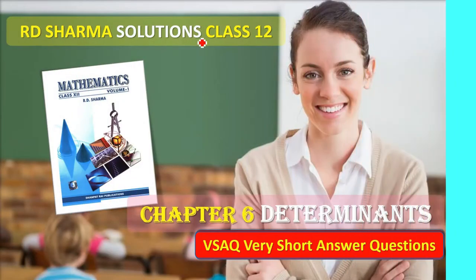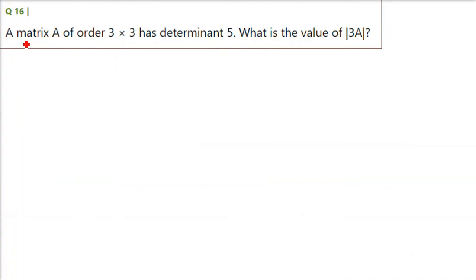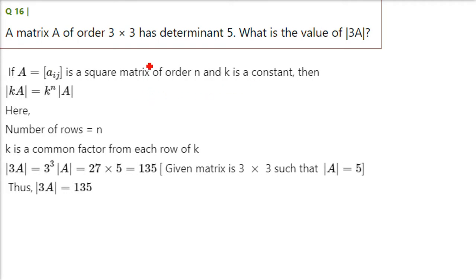This is R.D. Sharma Solution Class 12, Chapter 6, Determinants. VSAQ, very short answer questions, we are taking. A matrix A of order 3 by 3 has a determinant 5. What is the value of the determinant of 3A, thrice of A? Now, this is a very straightforward question with a simple explanation.